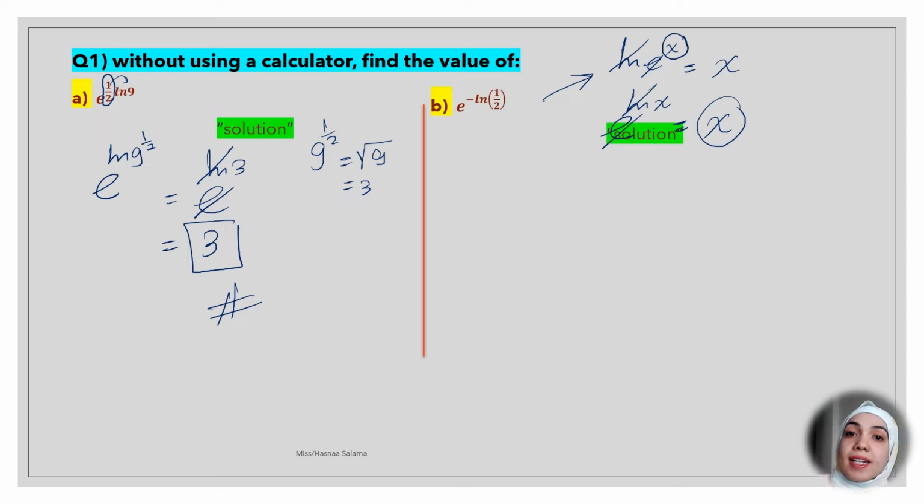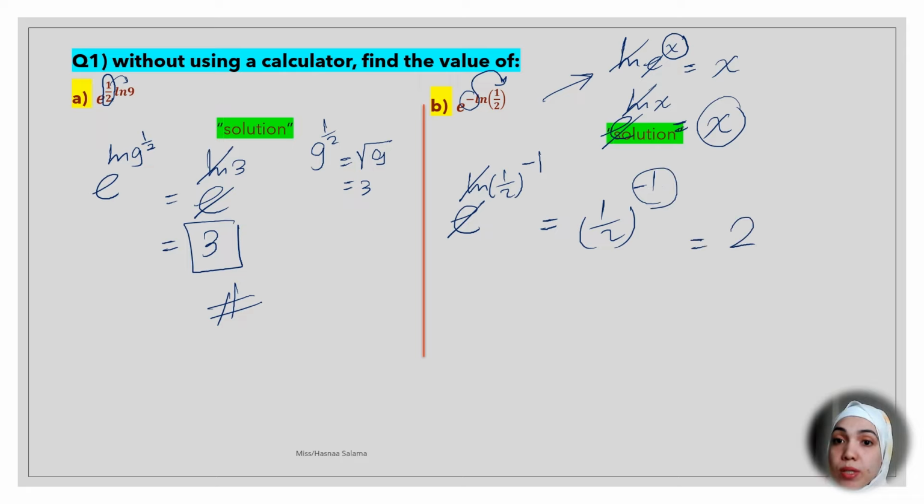e power negative ln half, it will be the same. I will write the half as a power here. It will be e power ln half power negative 1. The ln and e cancel together, and it will be half power negative 1. Because the power is negative, I flip it, and it will be 2. That's it.